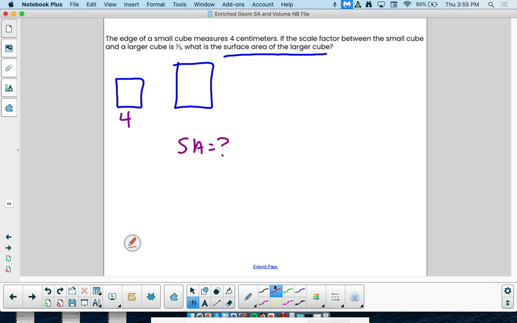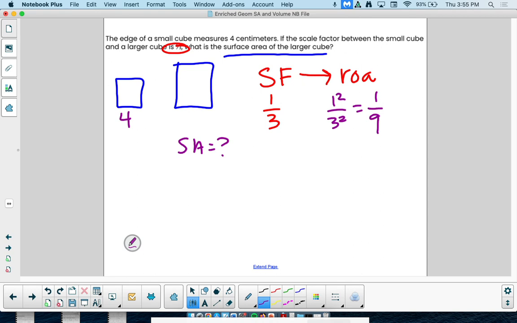So, our little roadmap here, right? What do we know? Well, we know our scale factor is 1/3. And now we got to get to the ratio of our areas. Remember, how do we do that? We square our scale factor. So 1 squared over 3 squared equals 1/9. And then from there, we can write a proportion, right? And then we write our proportion.